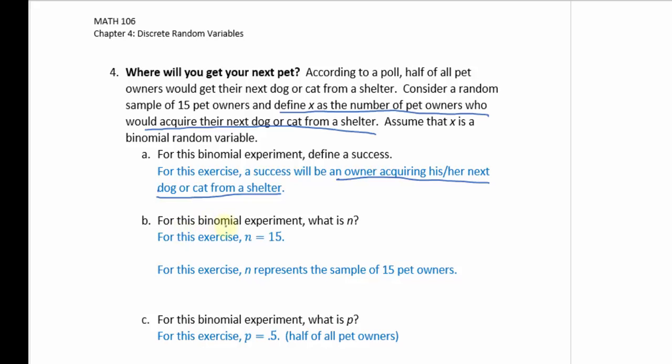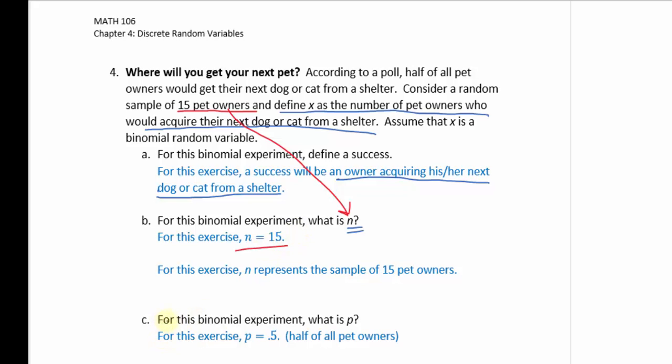Part B, for this binomial experiment, what is N? So we're wondering how many people were involved in this poll. It says, according to the poll, half of all pet owners would get their next pet from a shelter. Consider a random sample of 15 pet owners. So those 15 pet owners is our value for N. So N is equal to 15.